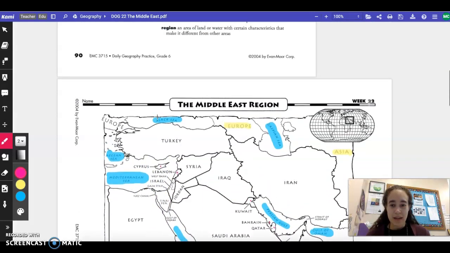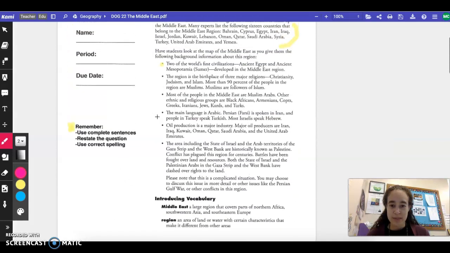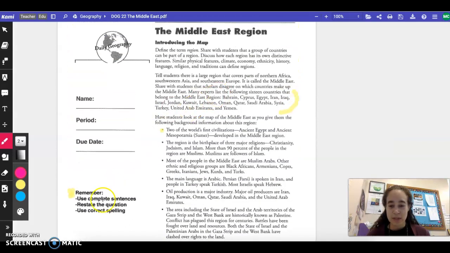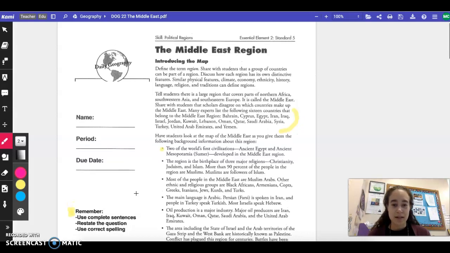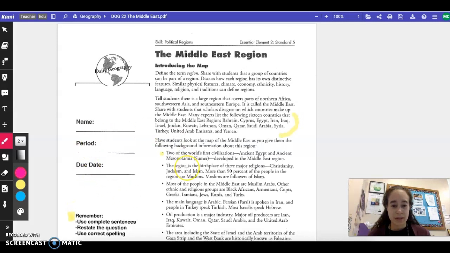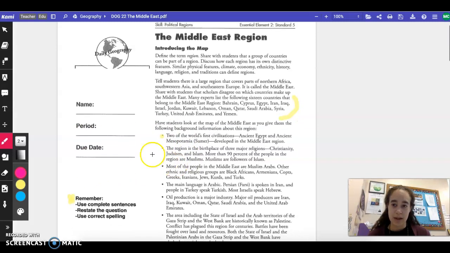If you have any questions while you're working on this, please feel free to ask. Make sure you're using complete sentences and you're checking your spelling. Use capital letters at the beginnings of sentences and names of places. And I will check in with you if you have any other questions.